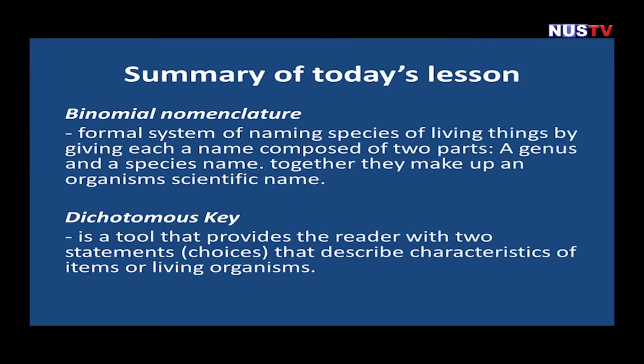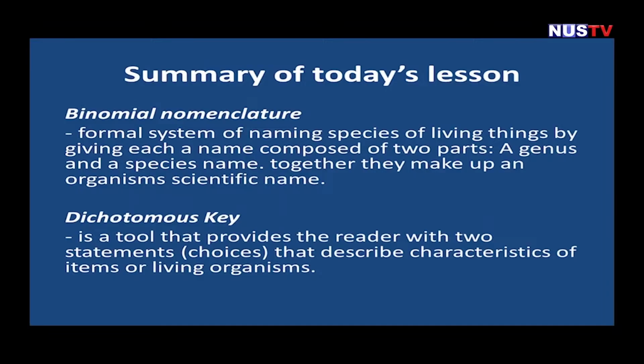Okay, the summary of today's lesson. This is the main thing that you should have learned from this lesson. Firstly, binomial nomenclature. It is a formal system of naming species or living things by giving each a name composed of two parts. If you remember correctly, an organism has a genus name and it also has a species name. The genus is the first name and the species name is the second name. Together they make up an organism's scientific name.